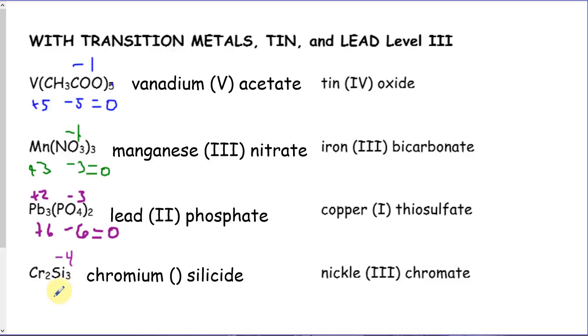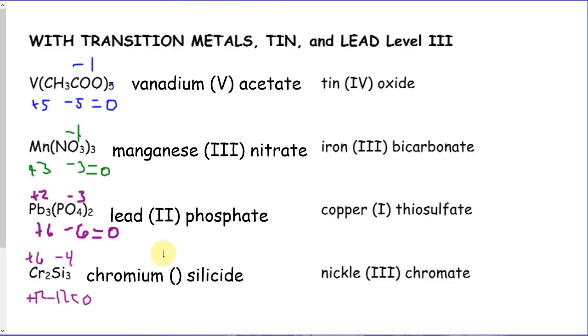-4 times 3. Silicon has a total charge of -12. I know it has to add up to 0. So that means all of the chromium has to add up to a +12. Pretty sloppy there, but you get the idea. But I have 2 chromium atoms, so I have to divide the +12 into 2 chromiums. 12 divided by 2. Each chromium atom is a +6. So this is chromium 6 silicide.